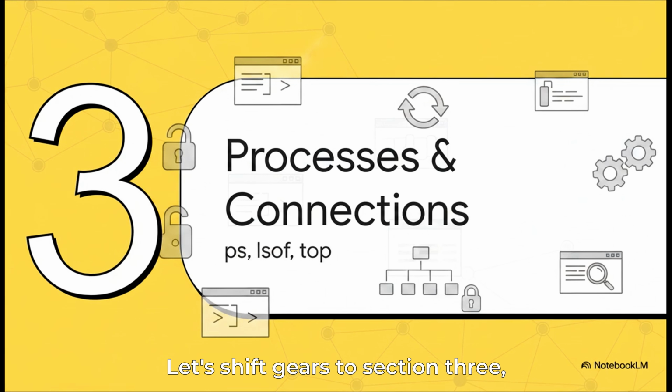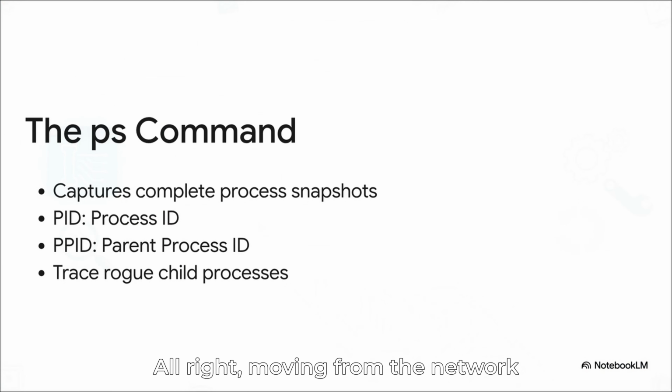Let's shift gears to Section 3, Processes and Open Connections. We'll be focusing on ps, lsof, and top. All right, moving from the network over to the application layer, we really need to inspect what's actively running on the machine. Now, I know a lot of IT pros just reflexively use the classic ps aux to find a running app, but honestly, using ps -xao with these specific flags gives you a much better, more detailed cross-section. Crucially, it lists the PPID, the parent process ID.